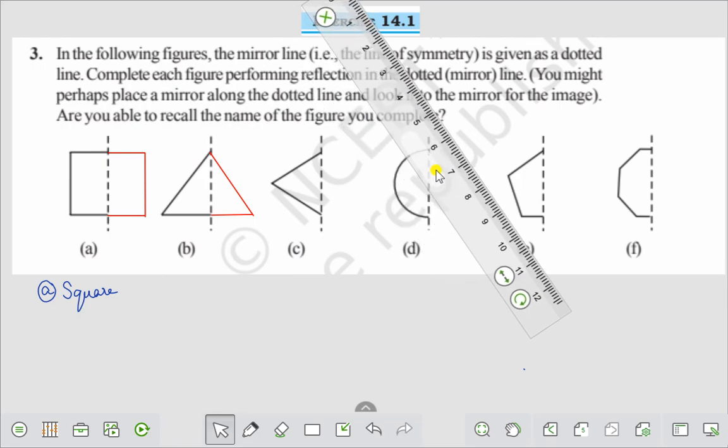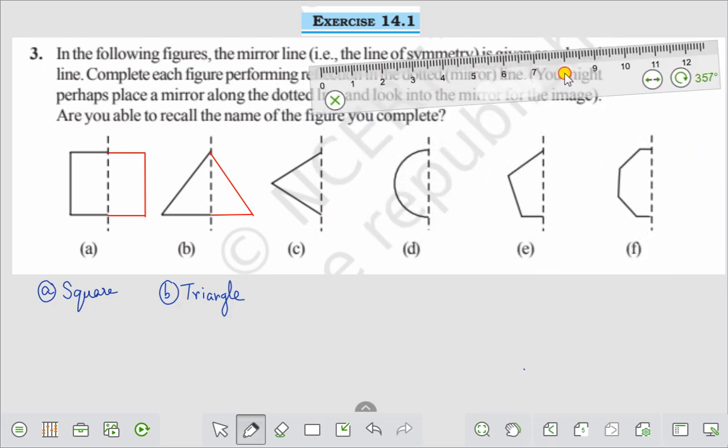This is an equilateral triangle. Number B is we got the shape of a triangle. This is a triangle. Now draw the figure C. In figure C, let us draw this figure C.